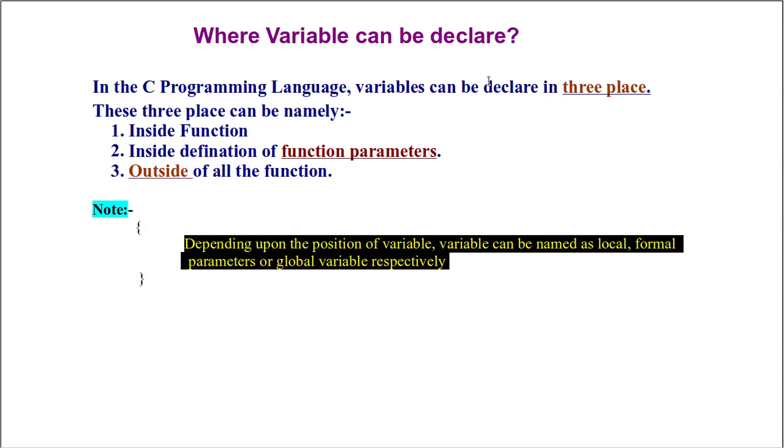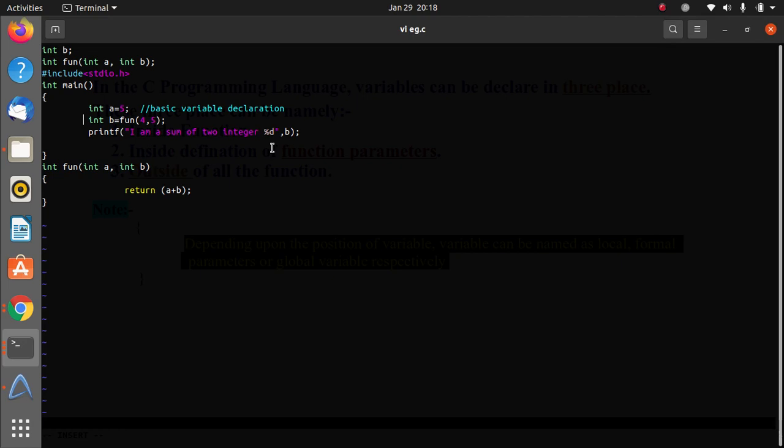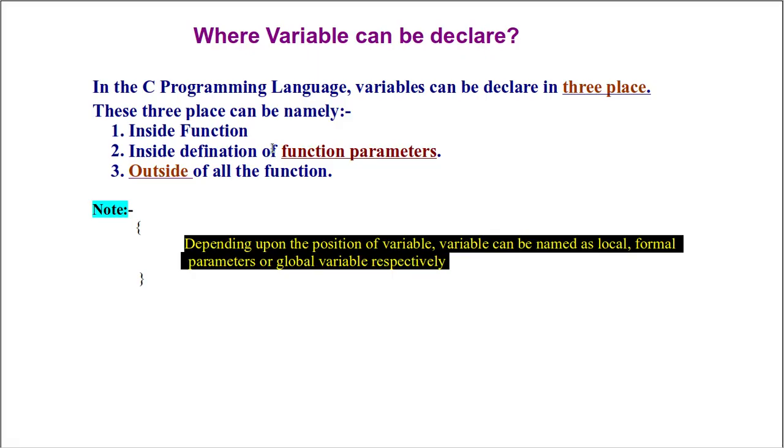In the C programming language, variables can be declared in three places: inside a function, inside the definition of a function as a parameter, or outside of all functions. Depending upon where we have declared the variable in the C language, they can be classified into three types known as global variable, local variable, or function arguments. Let's discuss them in detail.